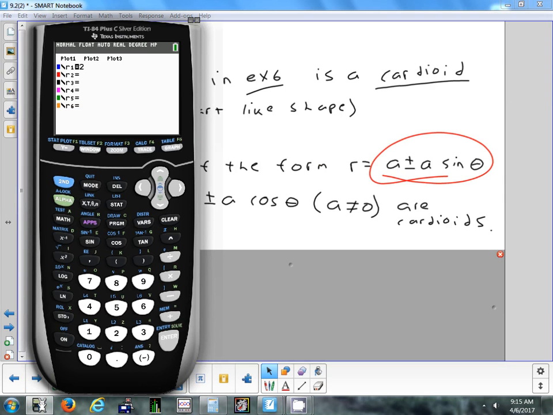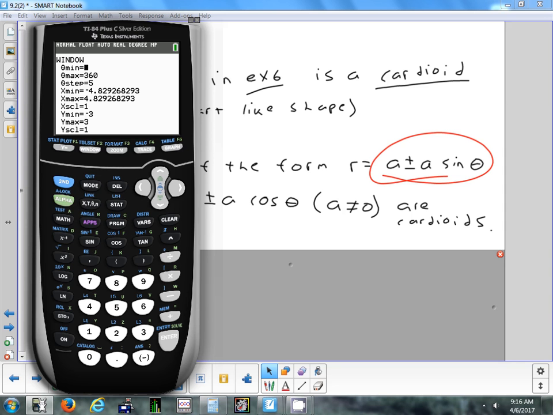Keep in mind that the calculator is going to distort the picture, so it's going to make it look stretched out a little bit. Now, to get a full picture of the cardioid, what does theta have to go from? It's got to go 0 to 360. If it didn't go to 360, it wouldn't draw the whole thing. If you went beyond 360, it would start tracing over what you already have. Okay, so I'm going to go 0 to 360.